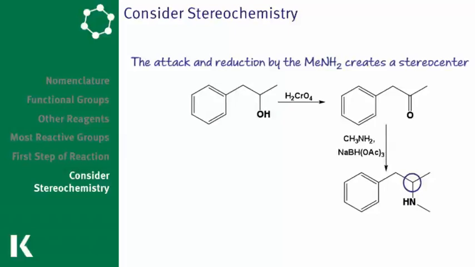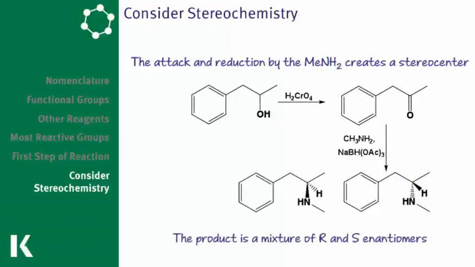What is different here, however, is that this change in hybridization occurs at a secondary carbon and accompanies the addition of a methylamine functional group. Now the newly sp3 hybridized carbon has 4 different substituents and is thus a stereocenter. Because there are no factors overwhelmingly favoring R versus S stereochemistry, we get a mixture of the 2 enantiomers.